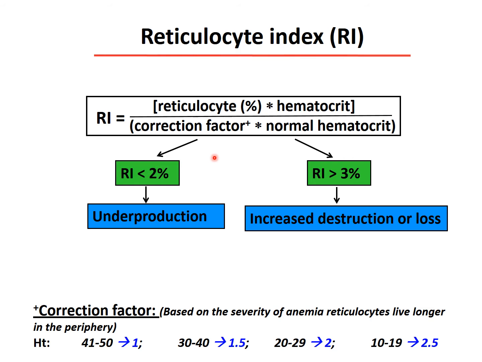Now, based on this reticulocyte index, if it's less than 2%, that means underproduction, so a hypoproliferative bone marrow. However, if you have higher than 3%, the bone marrow is stimulated, meaning hyperproliferation is going on. However, something is decreasing the red blood cell count, so we have an increased destruction or loss of the red blood cells. So this is how you can start the evaluation.